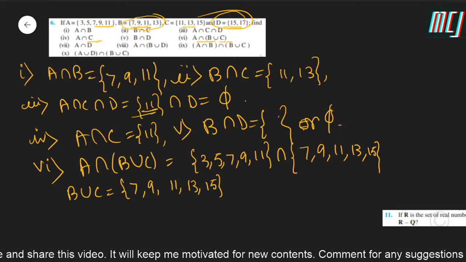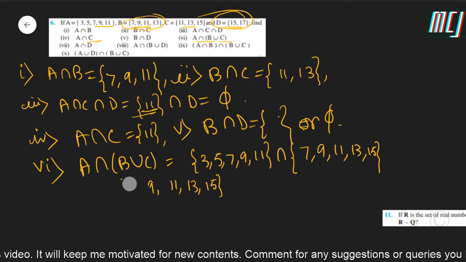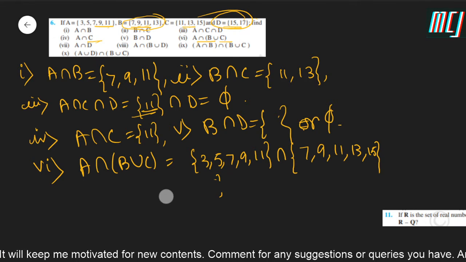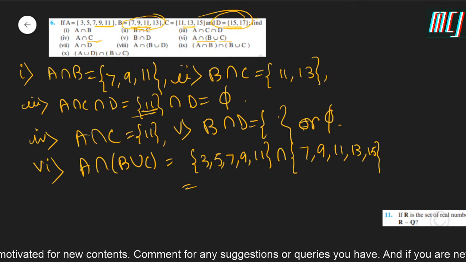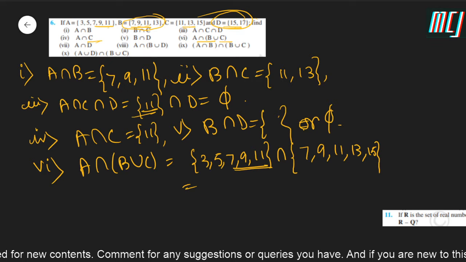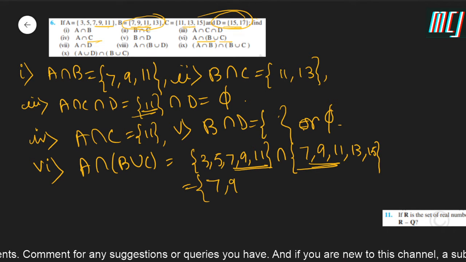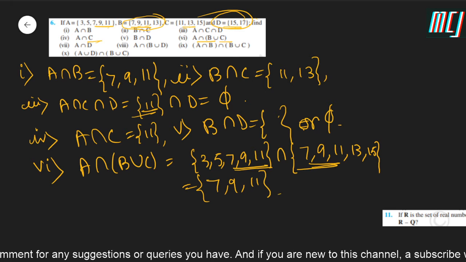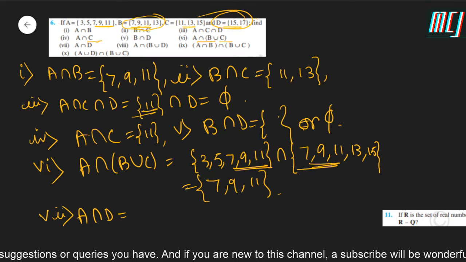Clear? Here I am rubbing this actually, because this thing is not required. For understanding purpose only I have written here. See, so here what are the common elements? 7, 9, 11 in between these two. So set of 7, 9, 11. Clear?